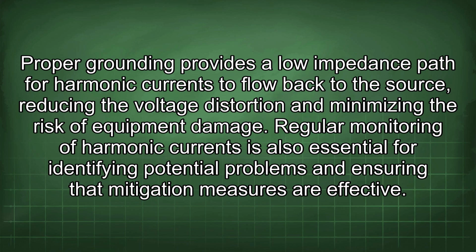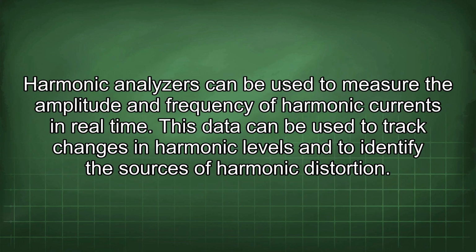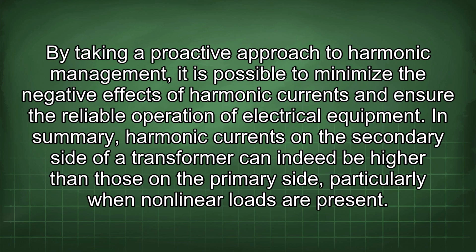Regular monitoring of harmonic currents is also essential for identifying potential problems and ensuring that mitigation measures are effective. Harmonic analyzers can be used to measure the amplitude and frequency of harmonic currents in real time. This data can be used to track changes in harmonic levels and to identify the sources of harmonic distortion. By taking a proactive approach to harmonic management, it is possible to minimize the negative effects of harmonic currents and ensure the reliable operation of electrical equipment.